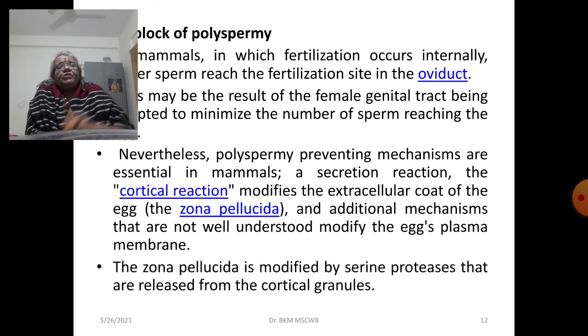All right. So the zona pellucida, by now you must know, is a layer after the plasma membrane that you see in mammals, then comes the zona radiata. The zona pellucida is modified by serine proteases that are released from the cortical granules. So this is called zona reaction. The reaction occurring in the zona pellucida is called zona reaction. The reaction occurring in the cortical region of the egg is called cortical reaction.